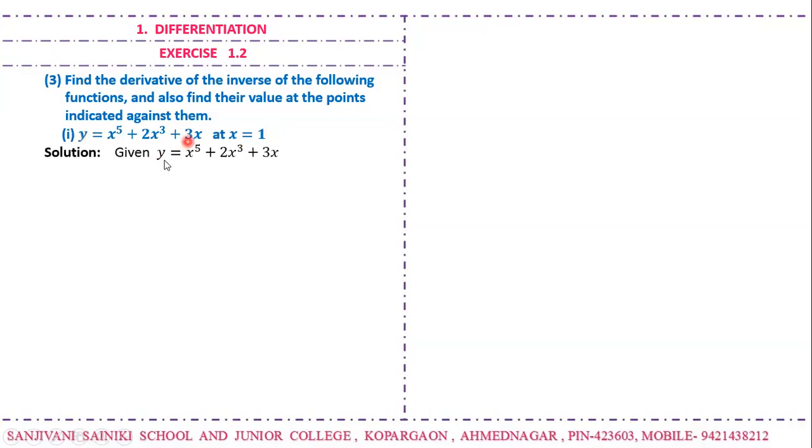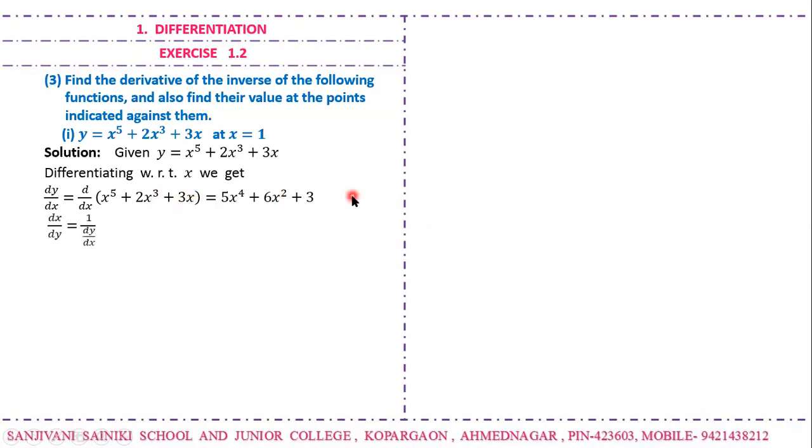So what is given? y is equal to x raised to 5 plus 2x raised to 3 plus 3x. Differentiate this function with respect to x, we get dy by dx is equal to d by dx of this function. So d by dx of x raised to 5 is 5x raised to 4 plus d by dx of 2x cube, we can take 2 outside, and derivative of x cube is 3x square, so 3 into 2 is 6x square, and derivative of 3x is 3.